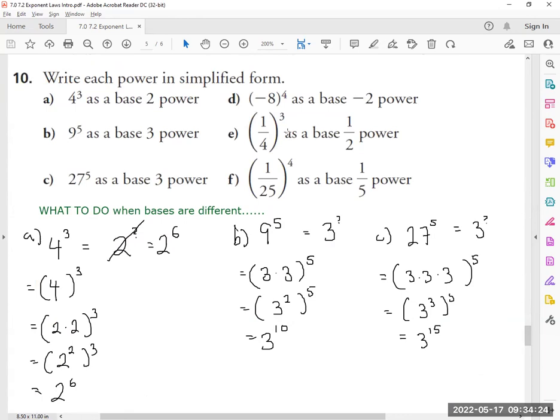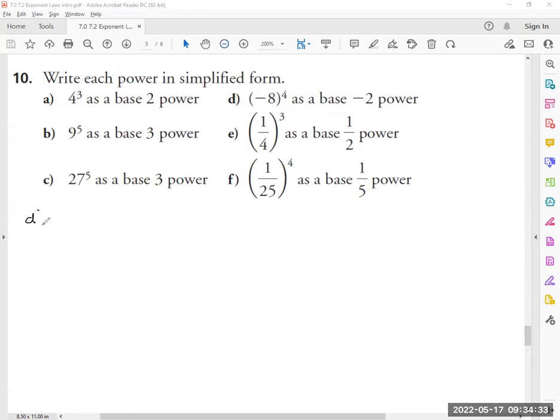All right. Let's try a hard one. Ready? D. Negative 8 to the power of 4. I want it in terms of negative 2. So what is negative 8 in terms of negative 2's?